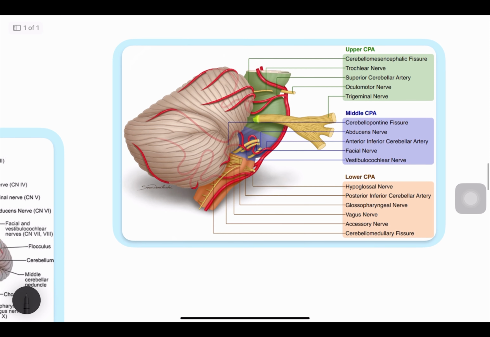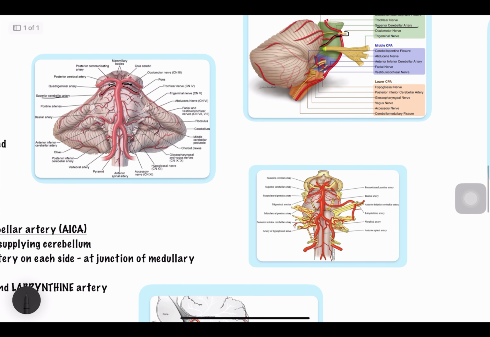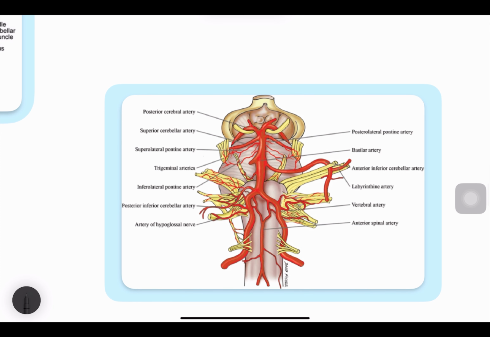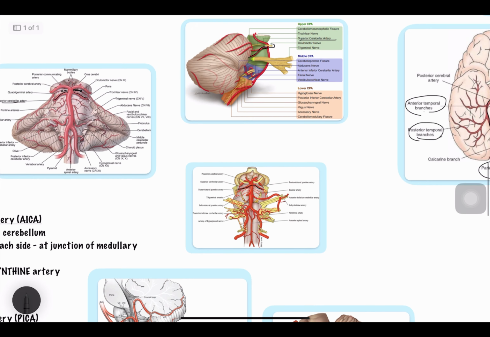So over here we can see the superior cerebellar artery near the termination of the basilar artery, which is seen lateral to and below the oculomotor nerve. And in this picture as well, we can see the superior cerebellar artery at the termination of the basilar artery.